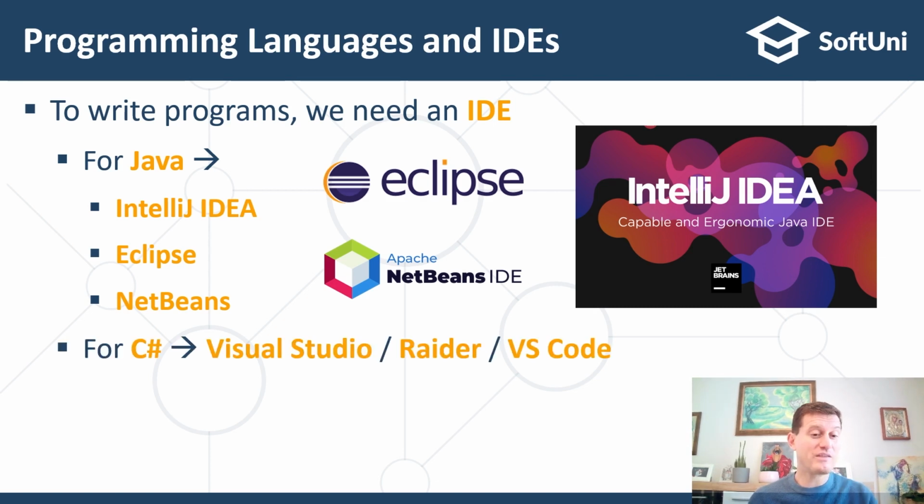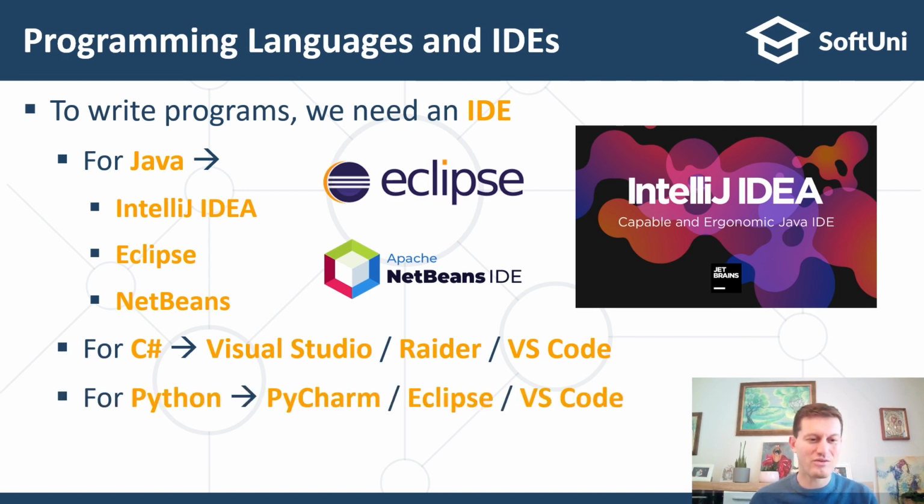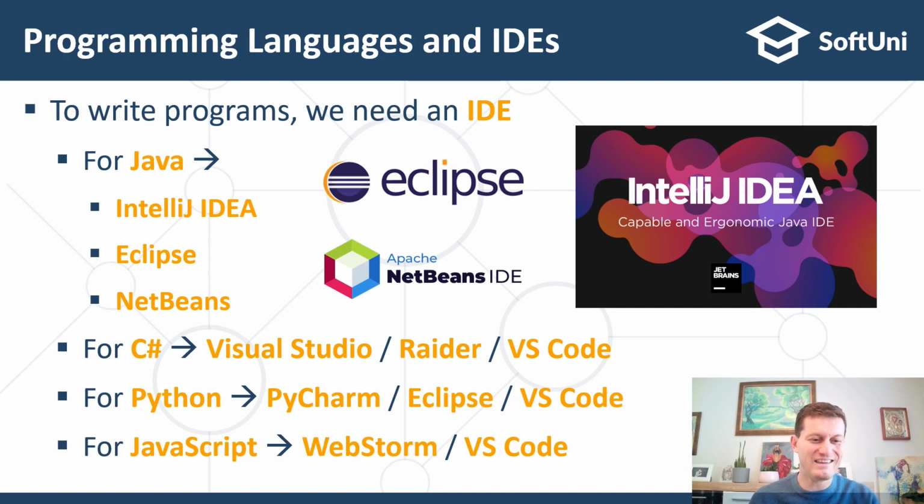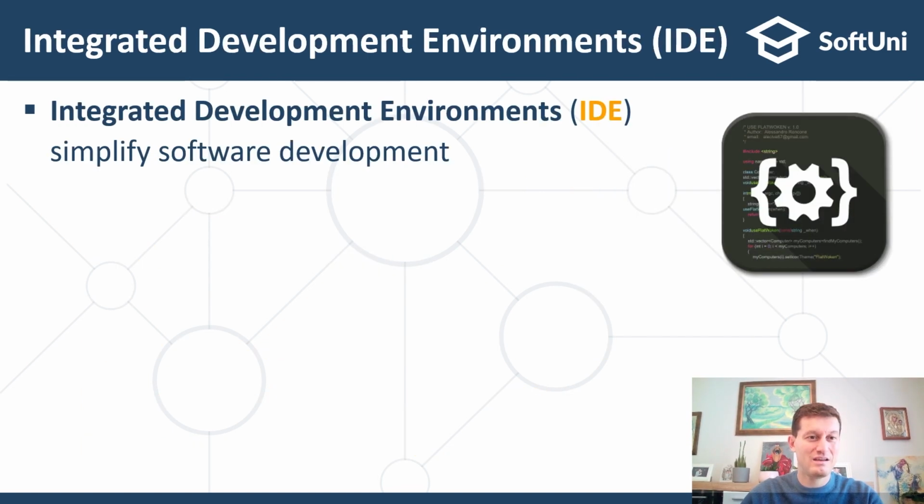If we program in another language, for example C#, we can use the Visual Studio IDE from Microsoft, or Rider IDE from JetBrains, or Visual Studio Code also from Microsoft. For Python, we can use the PyCharm IDE, or Eclipse, or NetBeans, or Visual Studio Code, or some other IDE. For JavaScript, we can use Visual Studio Code, or WebStorm, or some other integrated development environment.